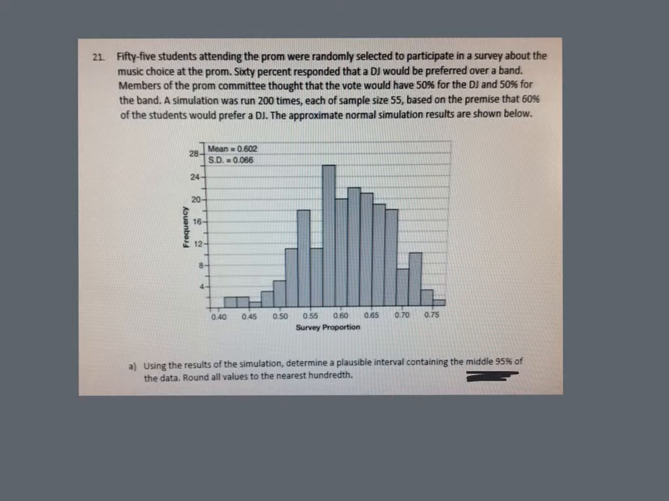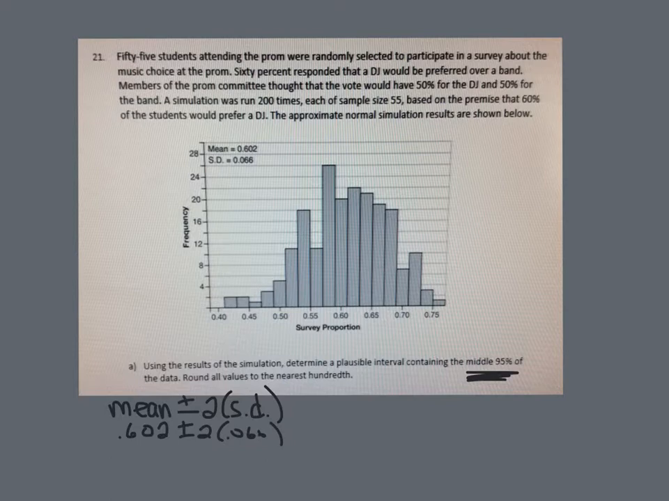So if we want to find the 95% confidence interval, we're going to use the formula we've been using. It's basically just the mean plus and minus the margin of error, or the mean plus and minus 2 standard deviations. Now, luckily, they give us the mean and the standard deviation right up here in the diagram. Okay, here's our mean and here's our standard deviation. So let's just plug them right in. So the mean is 0.602 plus and minus 2 times the standard deviation, which is, oh, look, same as the last one, 0.066.